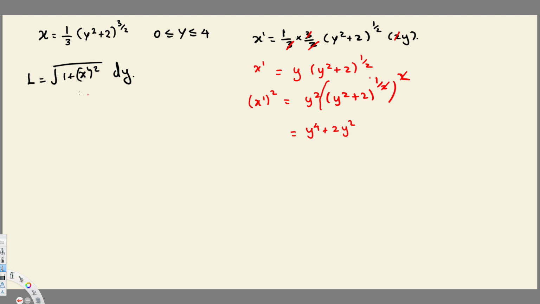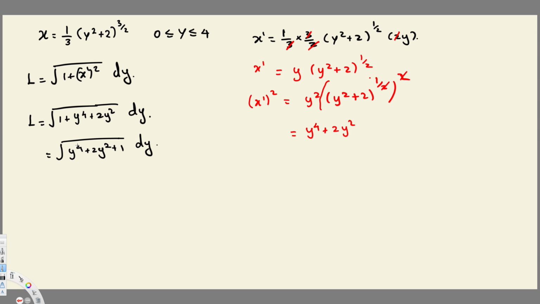Now let's go ahead and plug this into this equation. So here we are going to have L is equal to the square root of 1 plus y to the power 4 plus 2y squared, dy. Let's rearrange this in standard form: y to the power 4 plus 2y squared plus 1. And if you notice, this is a perfect square trinomial, because we have an a squared plus 2ab plus b squared pattern right here. If it's something like this, we write it as a plus b whole squared.